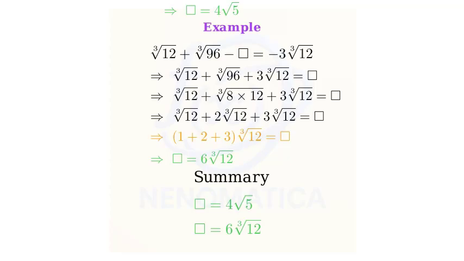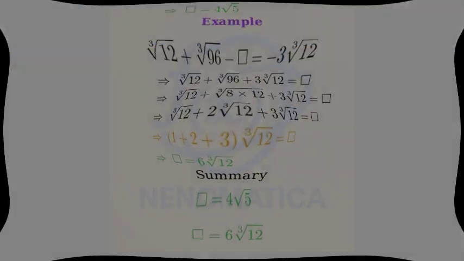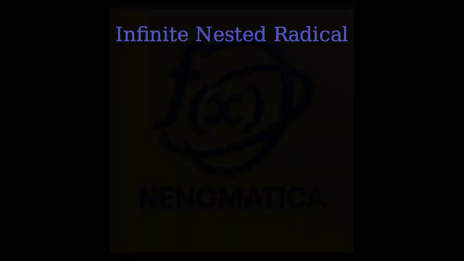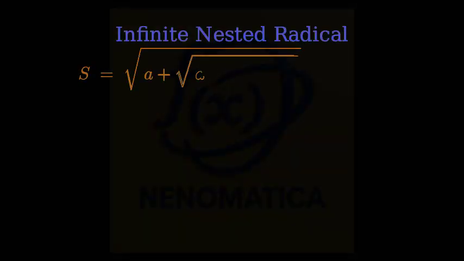We achieved both by rewriting composite radicands and combining like radical terms. In this lesson, we will solve an infinite nested radical. We want a simple expression for the value of s defined by s equals the square root of a plus the square root of a plus the square root of a, and so on forever, assuming a is positive.